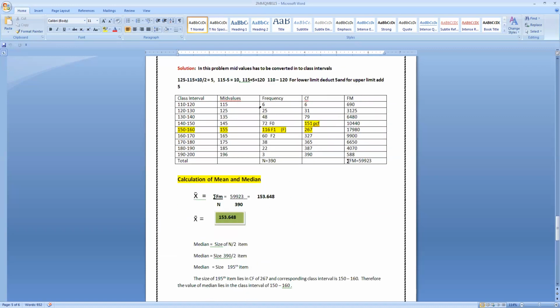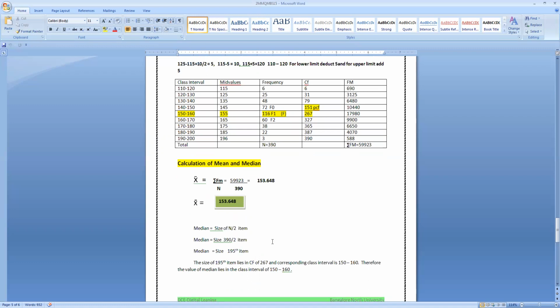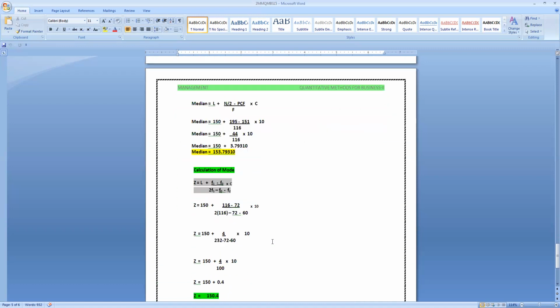Let us go for the calculation of mode with the help of the formula. In the frequency values, we have to check the highest frequency here. 116 will become F1. The preceding number 72 will become F0. The succeeding number 60 will become F2. The class interval corresponding to F1 will become the modal class interval.